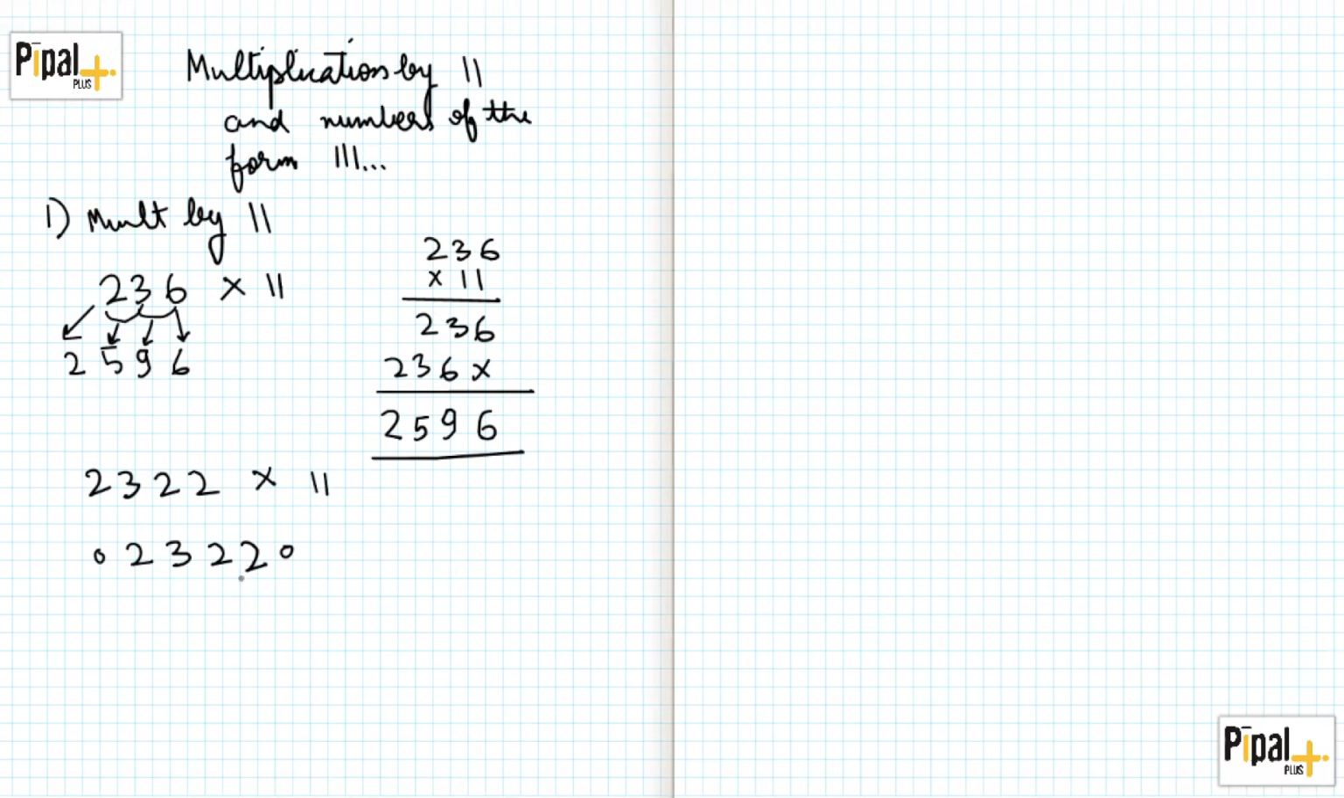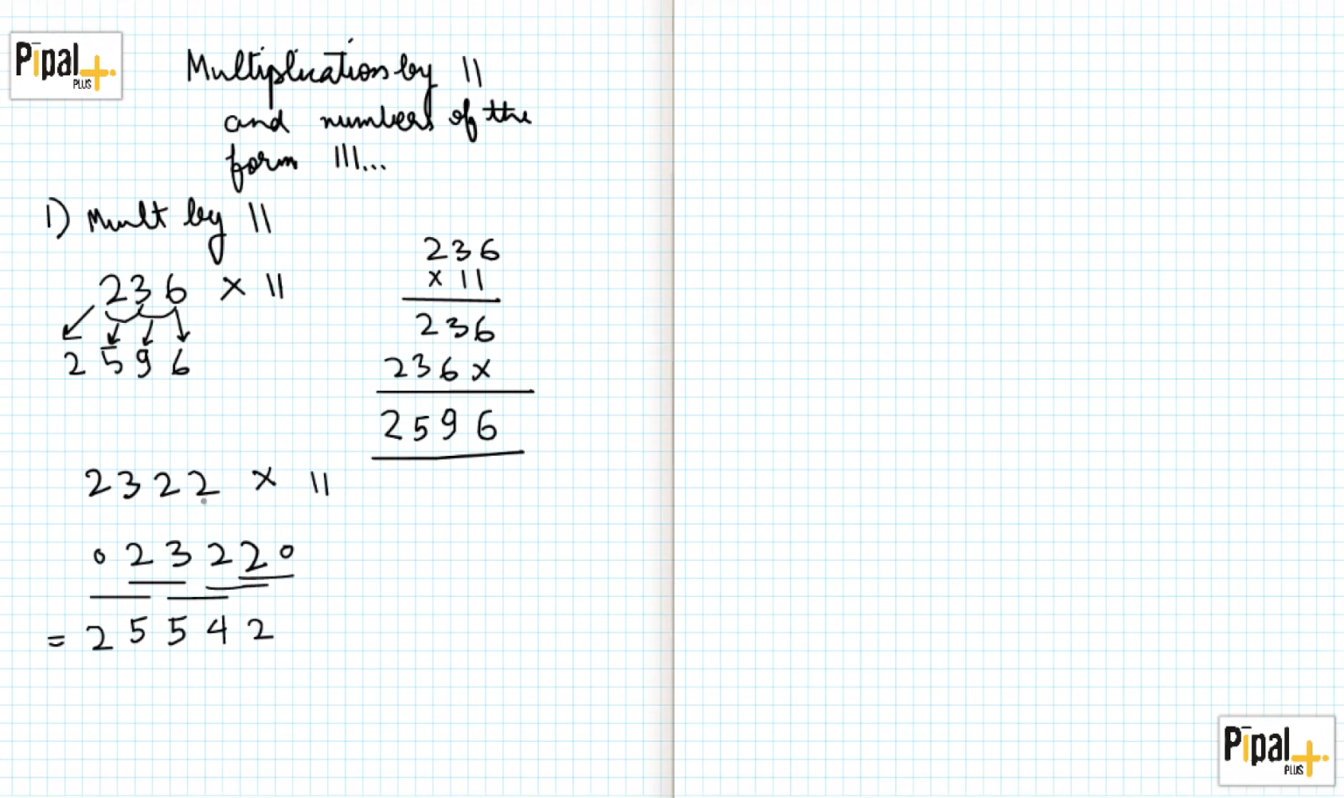My ones digit is going to be a sum of these two digits, 2 and 0, I get a 2. Then my next digit is going to be a sum of 2 and 2, and I get a 4. The next digit is a sum of 3 and 2, and I get a 5. The next is a sum of 2 and 3, and I get a 5 again. And the last is a sum of 0 and 2, and I get a 2 again. So my answer, 2322 multiplied by 11, is simply 25,542.